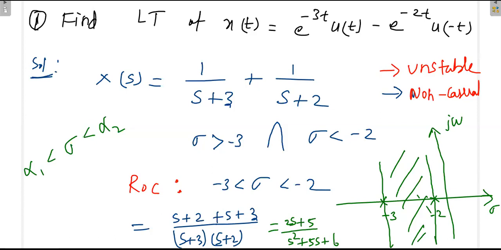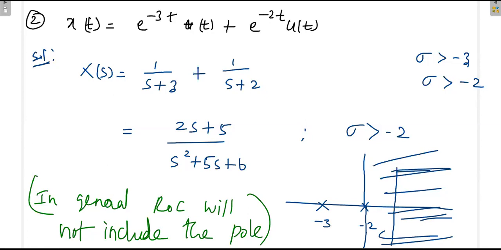Now what is the second problem? When you put t equal to infinity, this is 0. Again, when you put t equal to infinity here, this is also 0. So this system is behaving like a stable system. So this is stable. And what about causal or non-causal? Both components are defined for positive time. So this is a stable as well as causal signal.